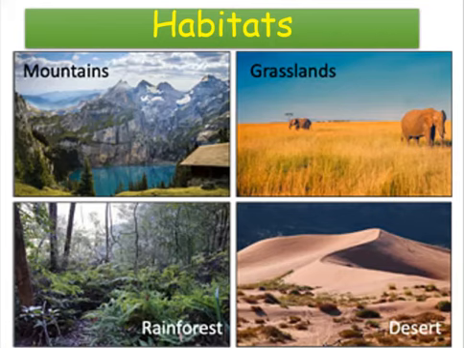In this lesson, you're going to learn about habitat. What is a habitat? A habitat is those places where the animals live, where they can find food, shelter, protection, and mate. For examples, mountains, grasslands, rainforest, and desert. Different animals live in different habitats.